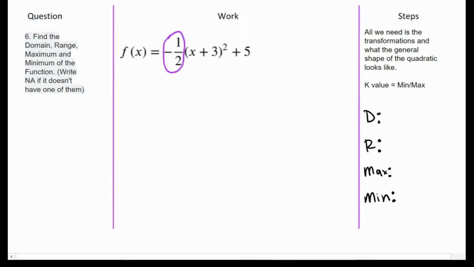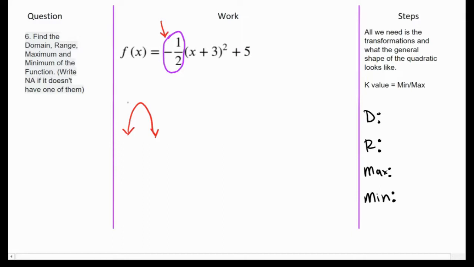The a value, the number in front of these parentheses here, is our vertical stretch or compression. Also, if it's negative, which it is, it tells us that it is going to flip over the x-axis, so it is going to vertically reflect. What that means is that the general shape, instead of being a U shape, is actually facing downwards, or opening down. So that tells us a couple things.